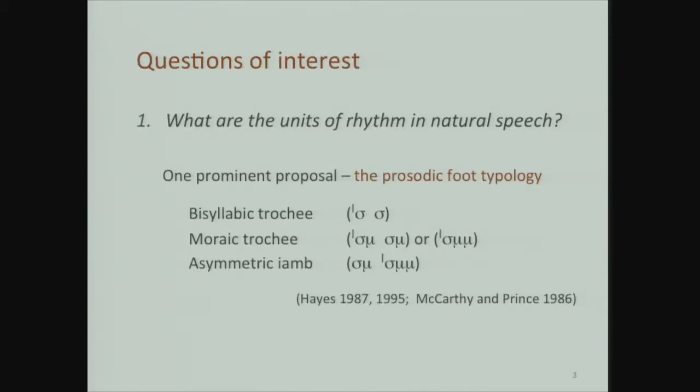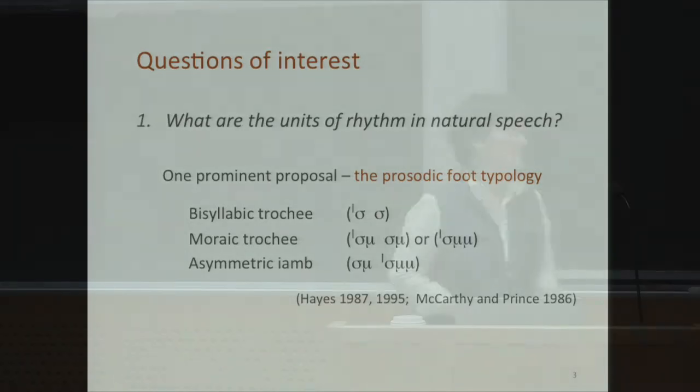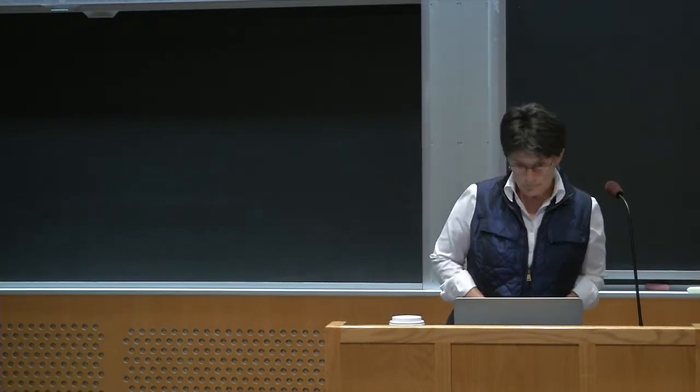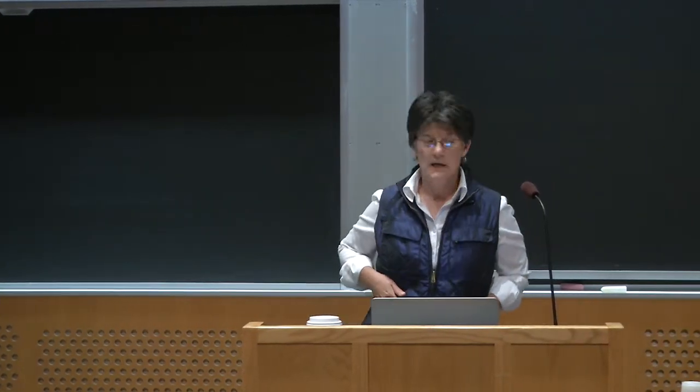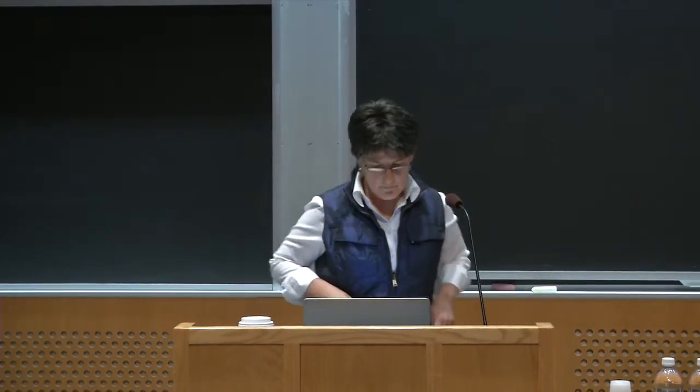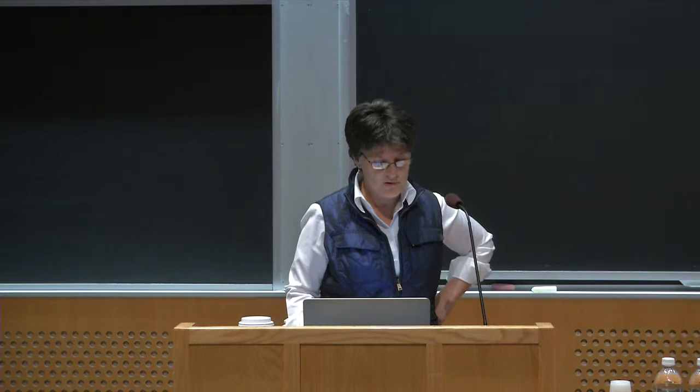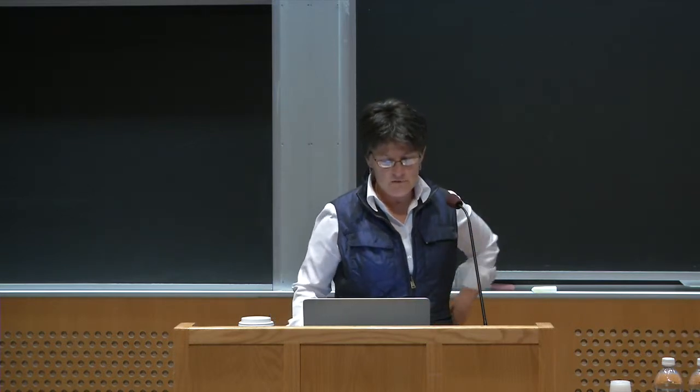Questions of interest for today's talk. One question that we have is, what are the units of rhythm in natural speech? There have been a number of prominent proposals about this. One prominent proposal is the prosodic foot typology, which proposes we have a bimoraic trochee and an asymmetric iamb. This is Bruce Hayes' idea, and what some people sometimes forget is that pretty much the same typology was proposed by McCarthy and Prince in 1986 for prosodic morphology.